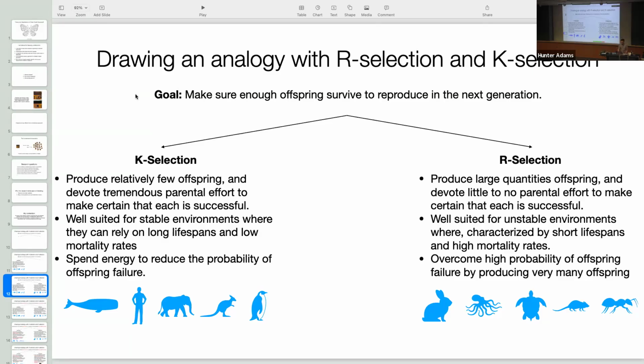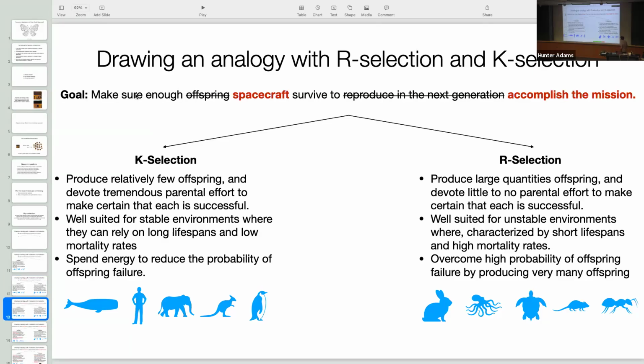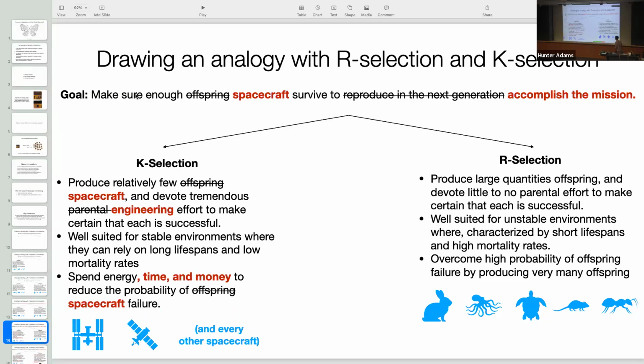And the analogy is probably obvious at this point, but we have a very similar problem to solve in spacecraft engineering. We have to make sure enough spacecraft survive to accomplish the mission. And I was speaking to the fact that this set of open research questions associated with chipsats indicates some fundamental difference. I think this is that fundamental difference. I think every conventional spacecraft to date has been K-selected, which is to say, a spacecraft engineer produces relatively few spacecraft in their lifetime. It's not uncommon at all for an engineer in this field to devote their entire career to a single spacecraft. That's very common.